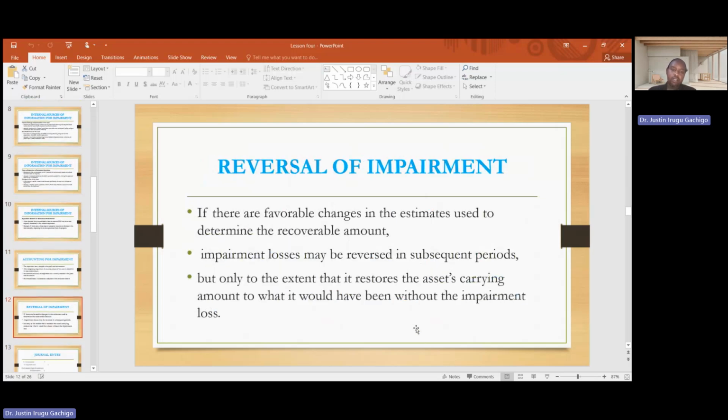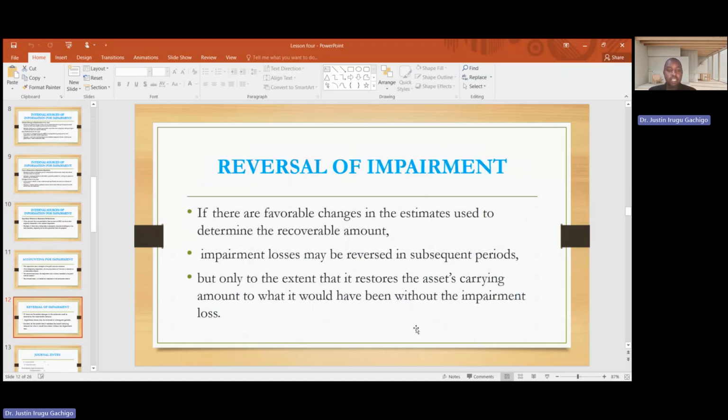So what happens when an impairment is reversed? You have talked about decline in market value, poor performance, physical damage, all that. So what happens when those conditions have changed? If there are favorable changes in the estimate used to determine the recoverable amount, the impairment loss may be reversed in the subsequent period, but only to the extent that it restores the asset carrying amount to what it would have been without the impairment loss. So you cannot revalue the asset past what the asset would have been. That is the carrying amount.